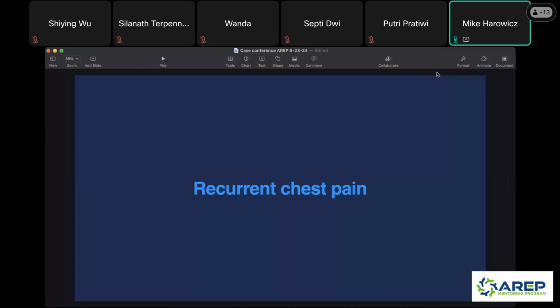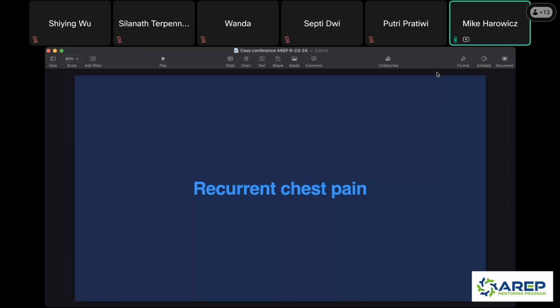Anybody have any questions about those sets of cases, these post-infarct VSDs and ruptures? All right, a few more cases left, more cardiac to come.